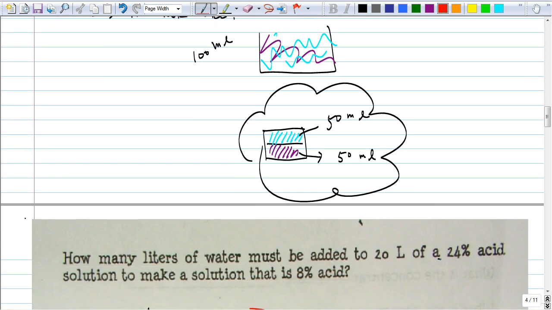Now this time, instead of grape juice, we have acid. Is that okay? So how many liters of water must be added to 20 liters of 24% acid solution to make a solution that is 8% acid? Okay, so think about this as a group. Does this even make sense? If it doesn't, go ahead and ask each other as a group.